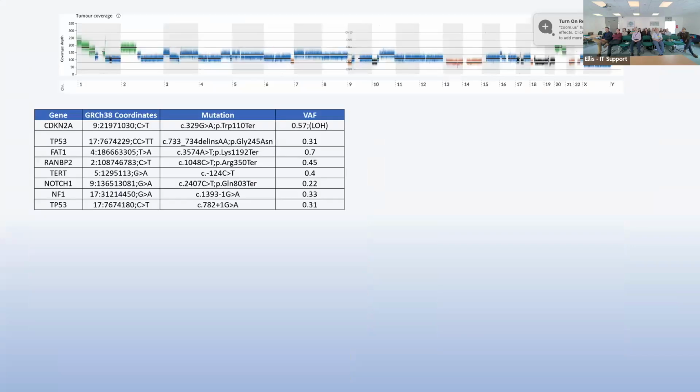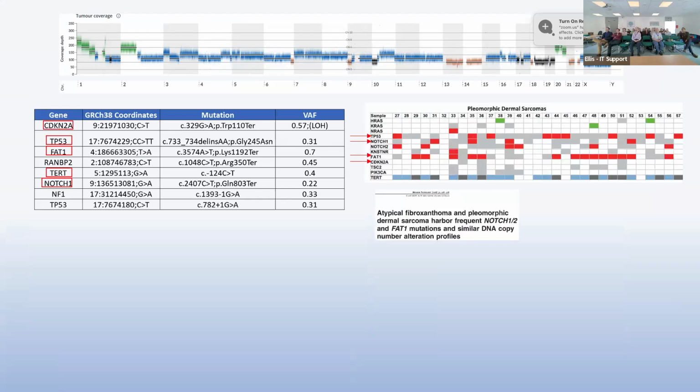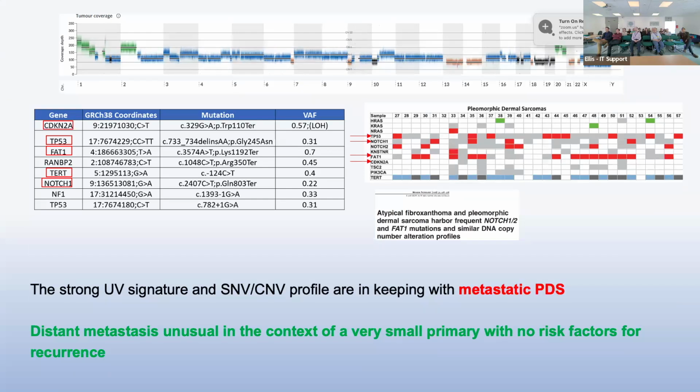And in addition, when we looked at the small variants at the top here, you get your chromosome number on the bottom. Essentially, it's a karyotype. If you look at the copy number changes and the mutational profile here, and compare it to the literature on pleomorphic dermal sarcomas, you can see there's a very tight overlap between those two things. So when you take that UV signature, it's likely to be a skin tumor.